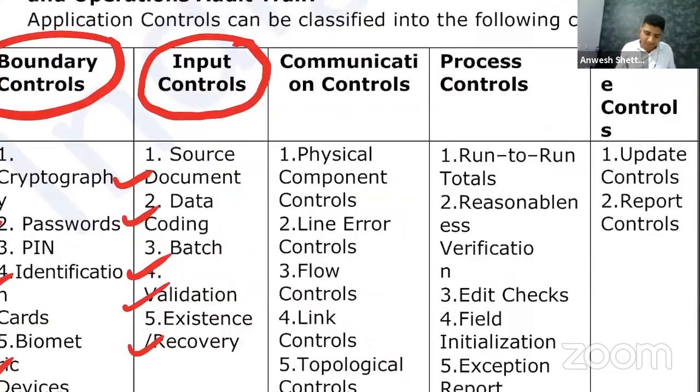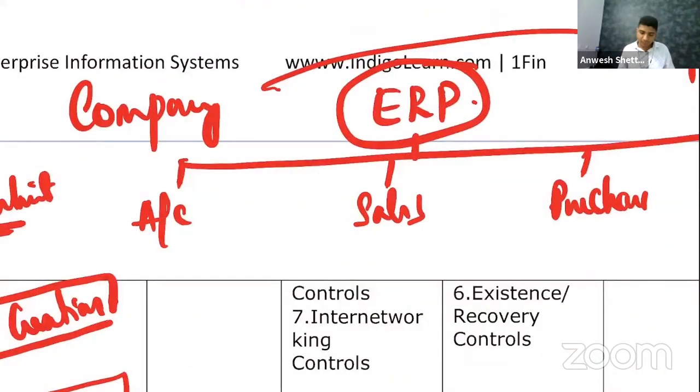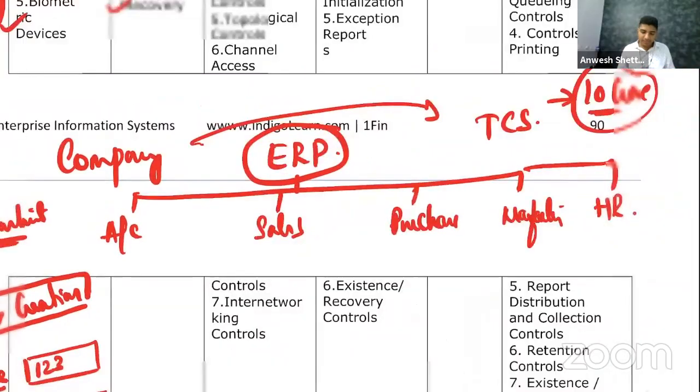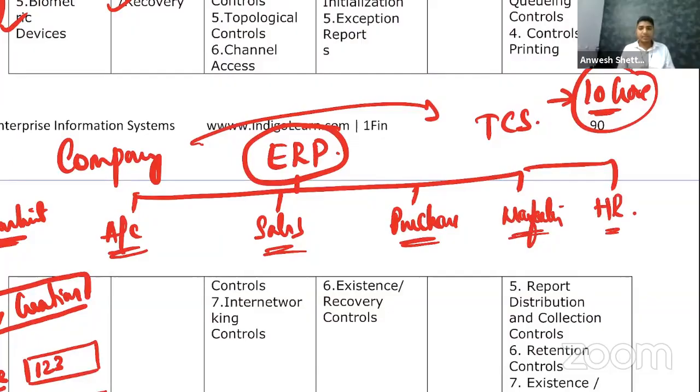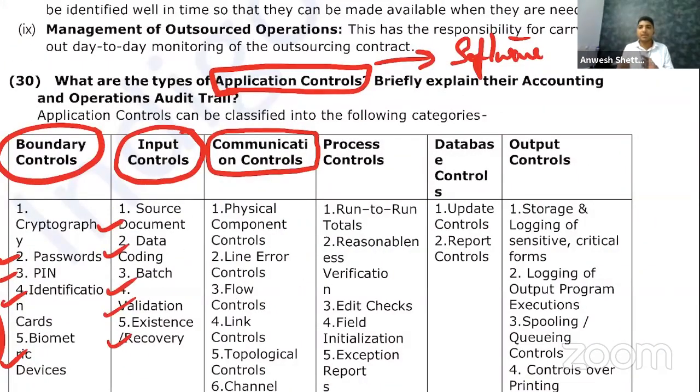Then we have something called communication control. Now what is this communication control? See, I said in ERP, there are different departments: accounts, sales, purchase, manufacturing, HR. Now, these departments do not function in isolation. All the departments are connected to each other and keep communicating with each other. So the communication needs to happen properly. Okay, so you have communication control, which is put in place to check whether communication is happening properly or whether there is some leakage of information. We will study how that is also done.